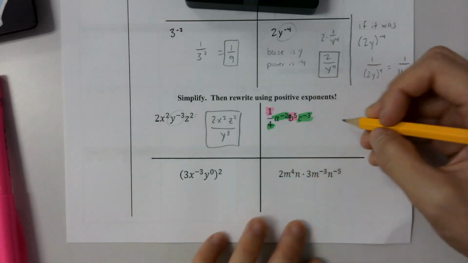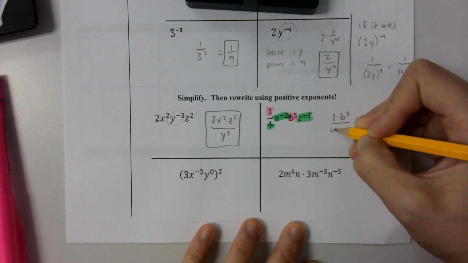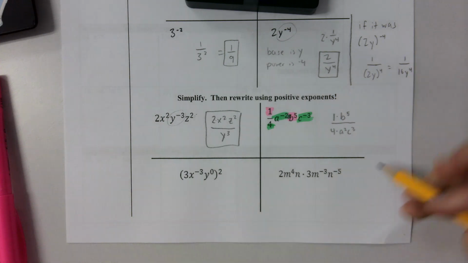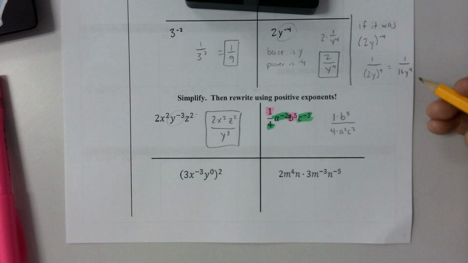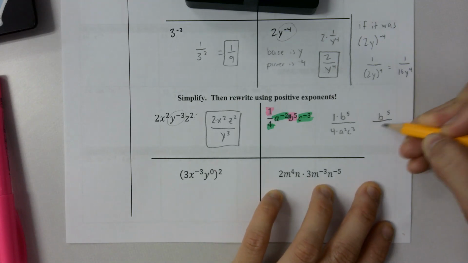Okay, so we have all our things on top. 1 times b to the 5th, all over 4 times a squared c to the 3rd. And then we're just going to simplify it. We don't want to write the 1 there. Sometimes I see that. It's not really simplified, so we're just going to simplify it.